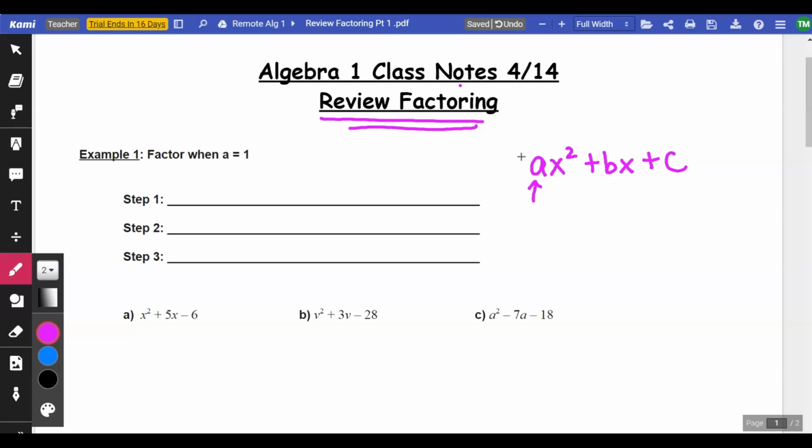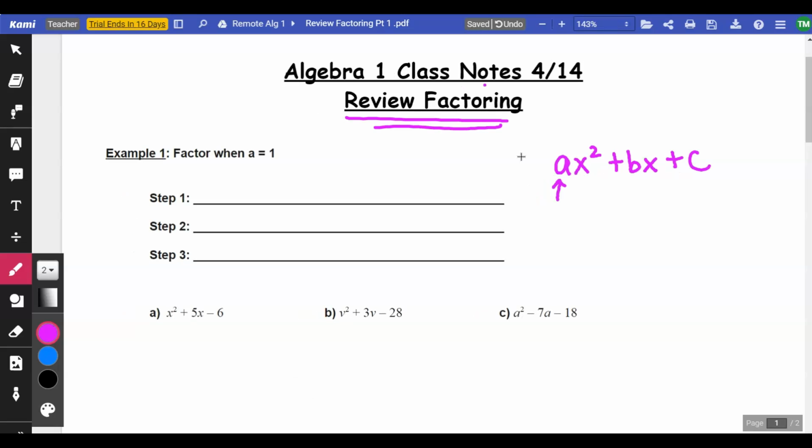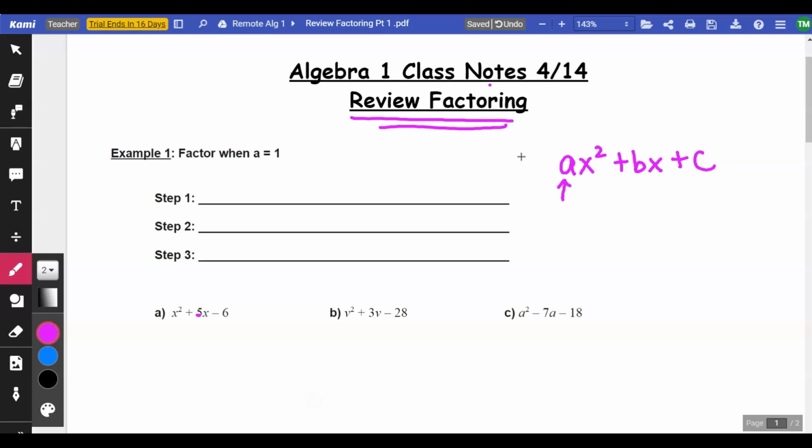So for example, if a is 1, over here in example 1 part A, we have x squared plus 5x minus 6. So a is 1, because there's technically a 1 here in front of x squared. b would then be 5, and c is negative 6. So we're focusing on factoring when a equals 1.